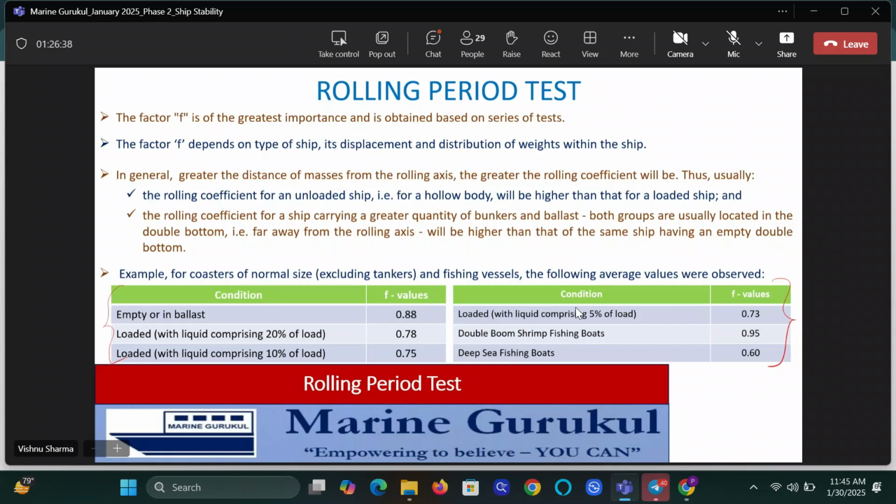Where will the skipper of the ship get the value of F? The value of F will be provided to the skipper in different operating conditions. Okay, like in your stability booklet, you have standard loading conditions. Likewise, he can be provided value of F for different operating conditions. Any questions, guys?